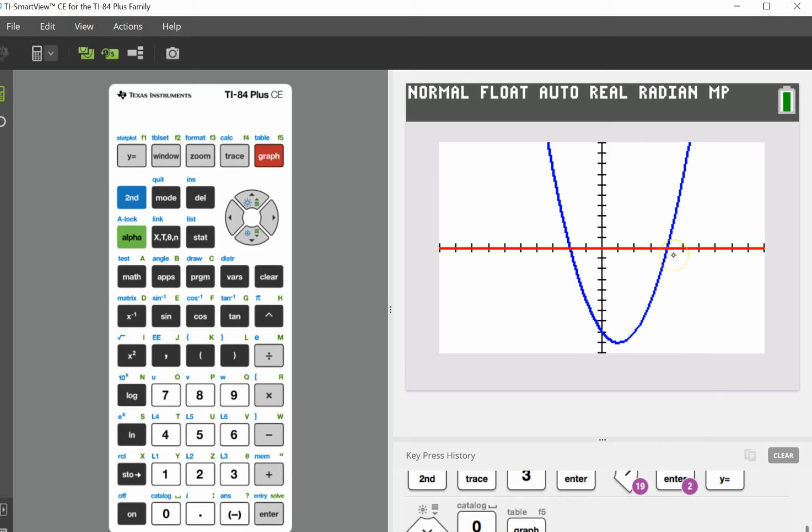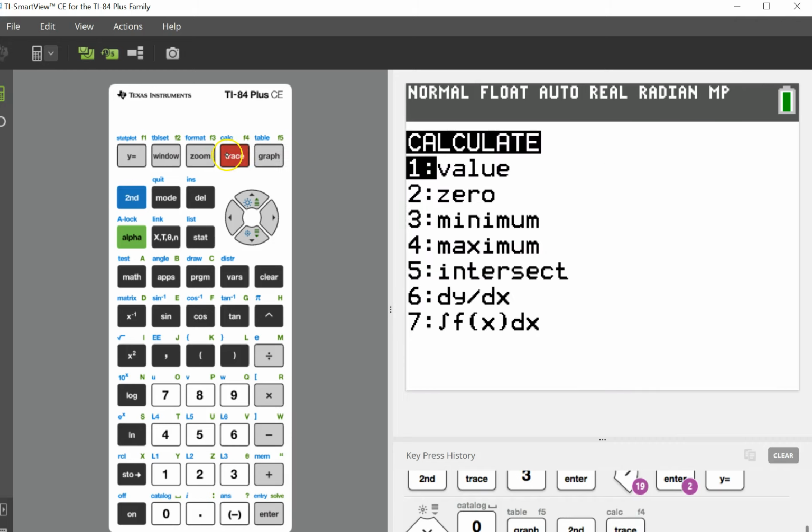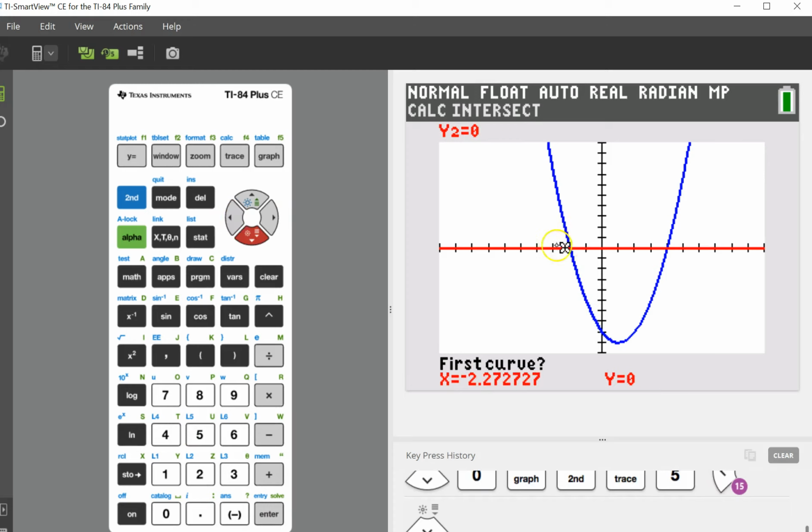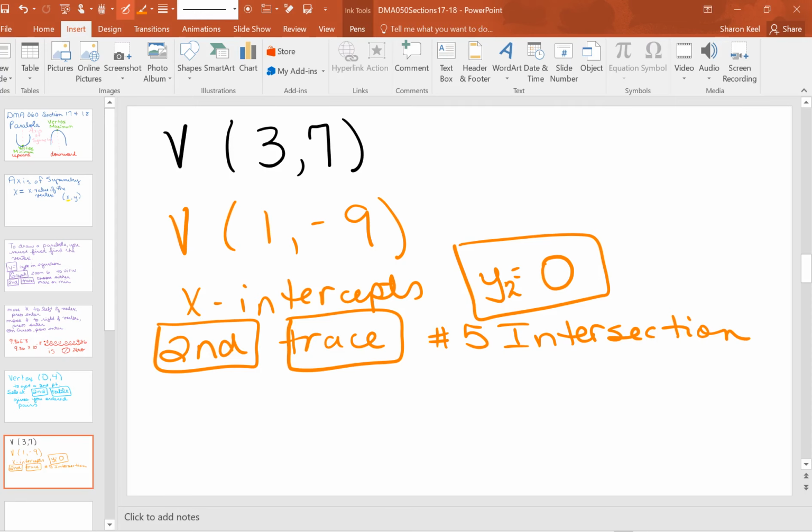Those are our x-intercepts. So if we will, we're going to do second trace. We're going to choose number 5 intersect. Now for these, it's going to give us the terms first curve, second curve, guess. All we have to do is get it near where the intersection is, and I press enter 1, 2, 3 times, and when you see the word intersection, you have your ordered pair for one of the 2 points. This one's a -2, 0.